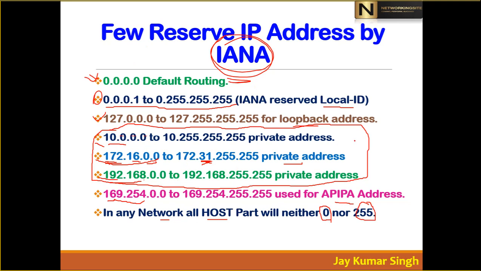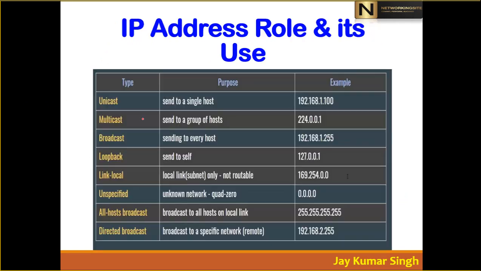We already use the private IP addresses. We already use APIPA. We already use 127 also. So these are already reserved IP addresses. Apart from this, all IP addresses are public IP addresses, usable IP addresses, you can say.